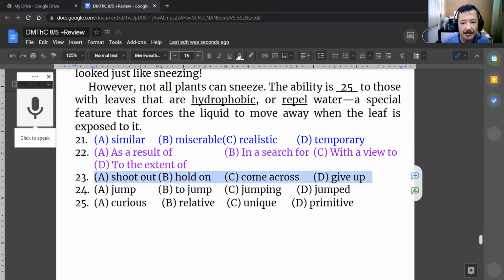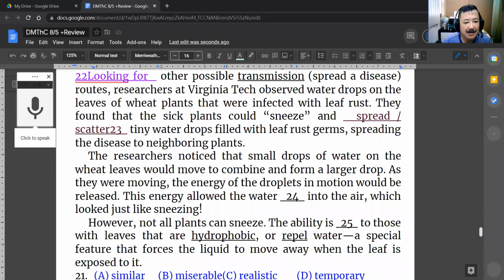Deep purple. Which word here do you think means scatter or spread? Achoo, right? Water droplets, okay?